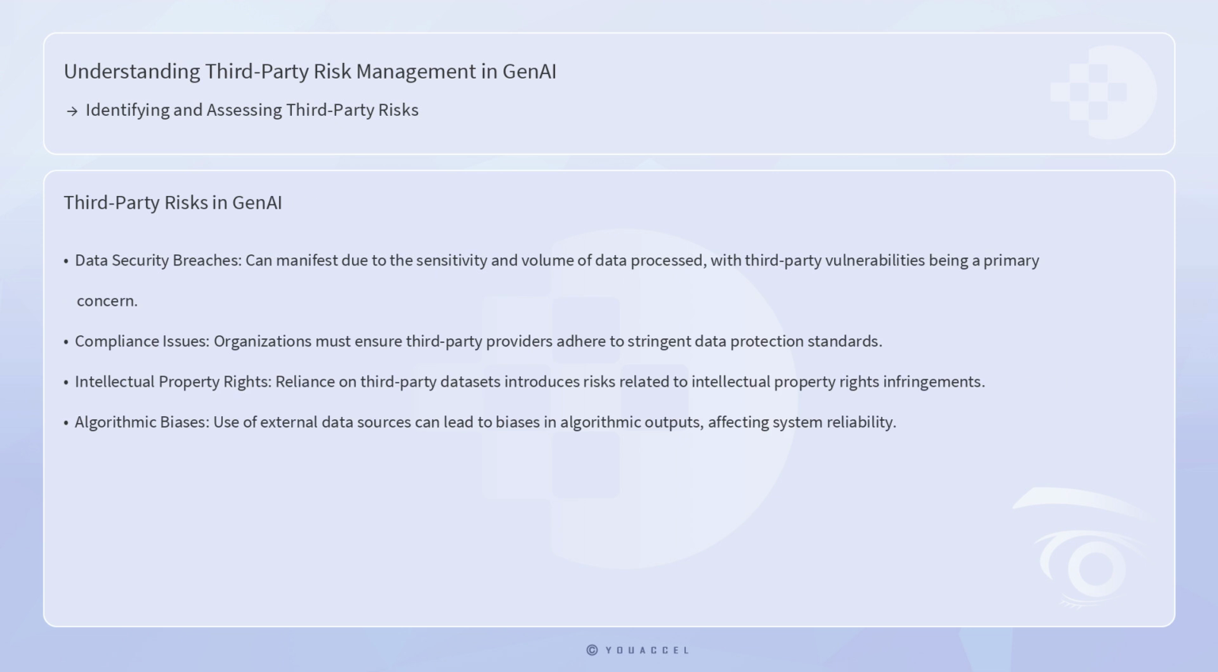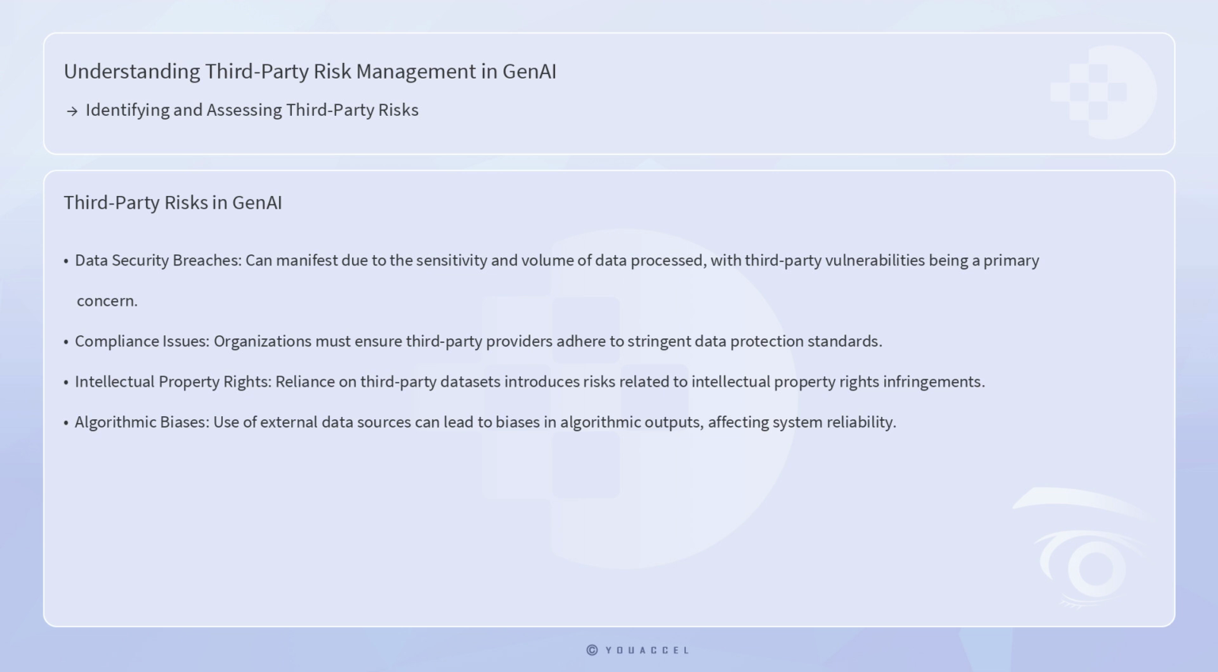Third-party risks in GenAI can manifest in various forms, including data security breaches, compliance issues, intellectual property rights infringements, and algorithmic biases. The reliance on third-party datasets is particularly prevalent in GenAI, as these systems require vast amounts of data to function effectively. However, the use of external data sources introduces significant risks.